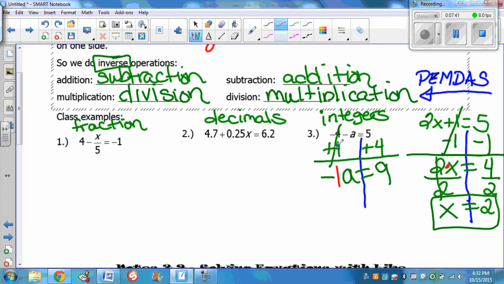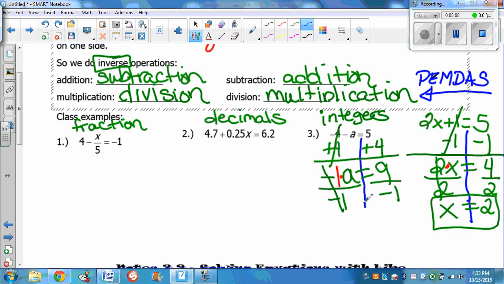So how do I undo? Remember, there's multiplication going on between that negative 1 and that a. So go back to your order of operations to undo it. You've got to multiply or divide. So what is the inverse of multiplying by negative 1? I've got to divide by negative 1. Negative 1 divided by negative 1. Anything divided by itself is 1.